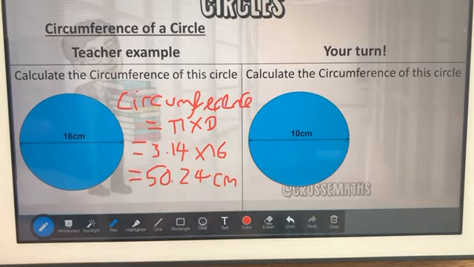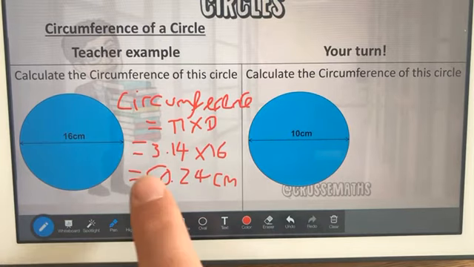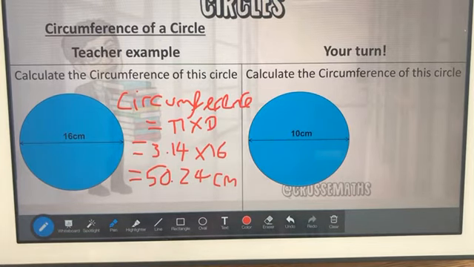Okay, if I did use pi, I would have gotten 50.26. So it's exactly the same thing. You just get a little bit of margin of error, okay, in there. I'm going to use 3.14 for today, so it's up to you which one you use. Both will be marked correct. Can you write that down, please, and can you have a go at the one on the right-hand side?